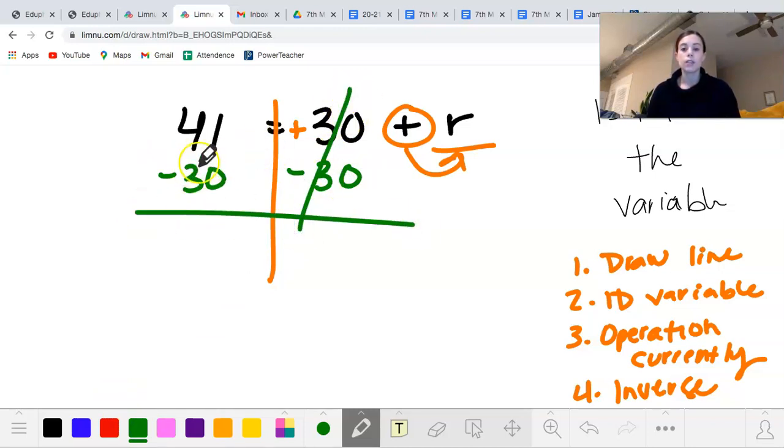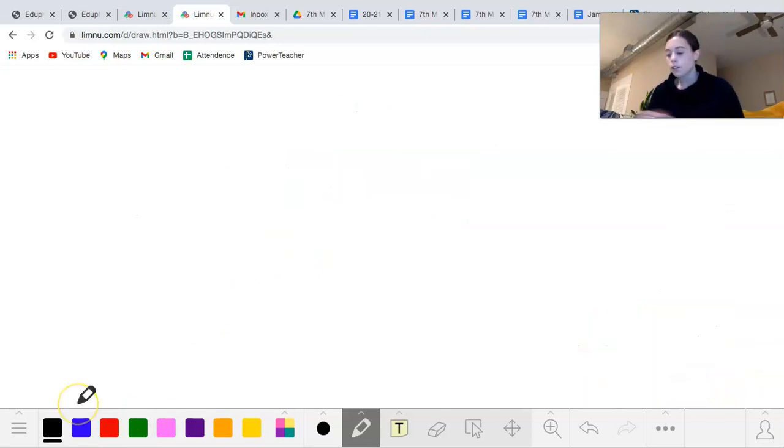These 30s cancel, and I'm left with 41 minus 30, so this is 11, and I bring down my R, and now 11 equals R. So that is an example of addition with a variable. Okay. All right, let's do a couple of other ones.